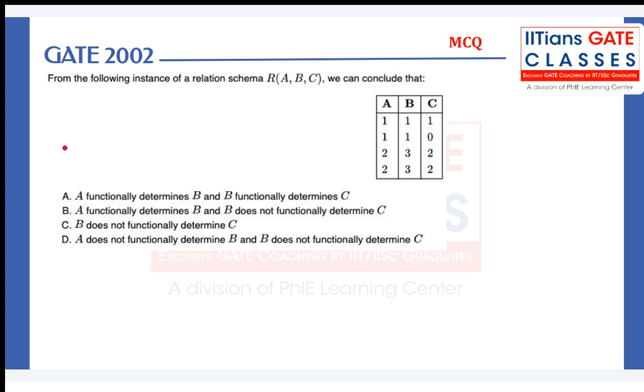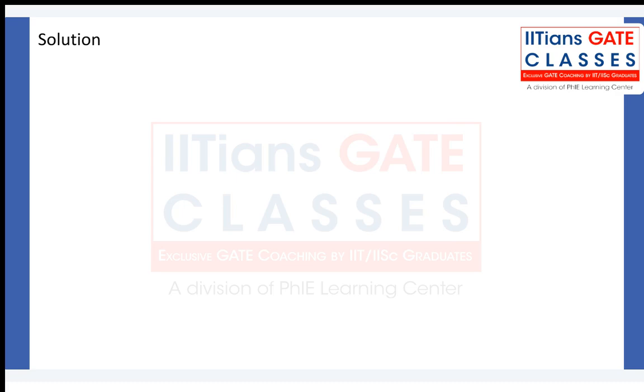No problem. Don't say sorry. Okay, we are all here to learn. So B: A functionally determines B, and B does not functionally determine C. Perfect. Okay. Good. We understood the basics then.